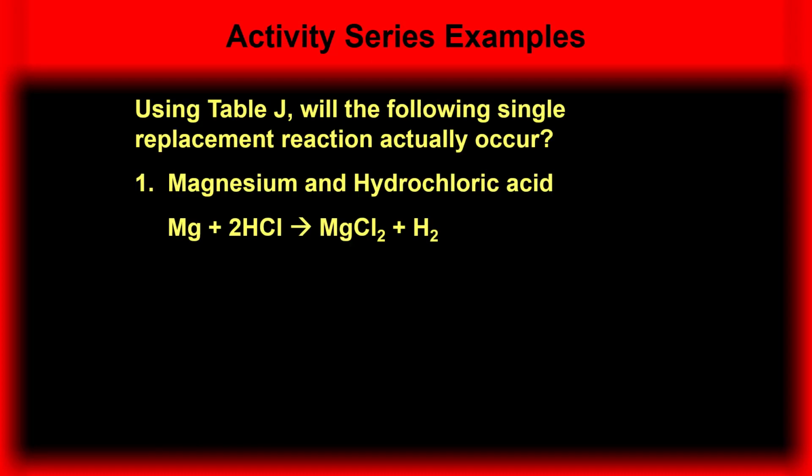All right. So, using table J, will the following single replacement reaction actually occur? Will magnesium react with this HCl? Will magnesium kick H out of HCl? So take a look at table J right now and see if you can figure that out. Does everyone have their reference tables? You should have your reference table. If you don't, I have some extra ones. Anyone need a reference table?